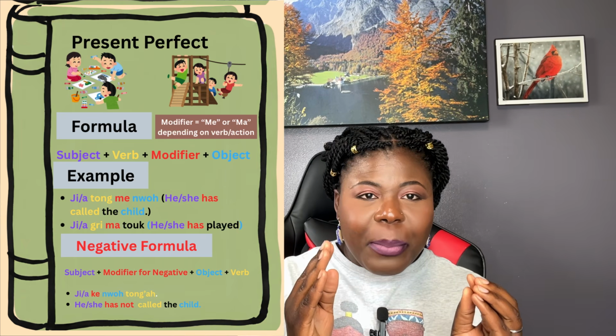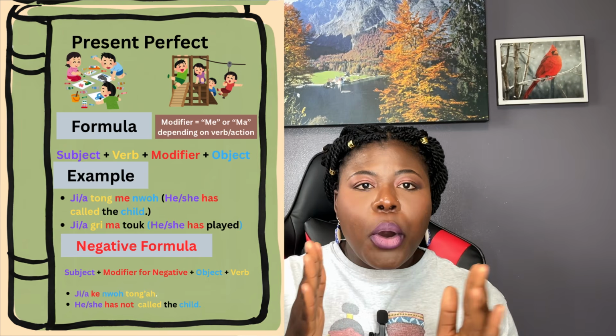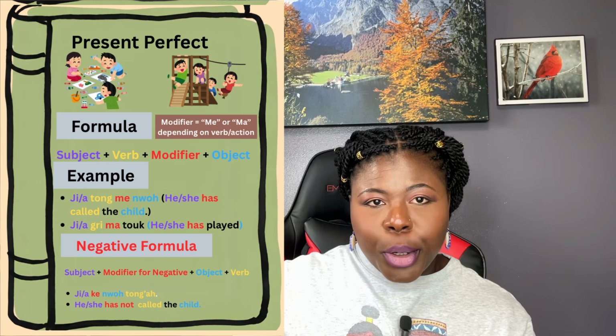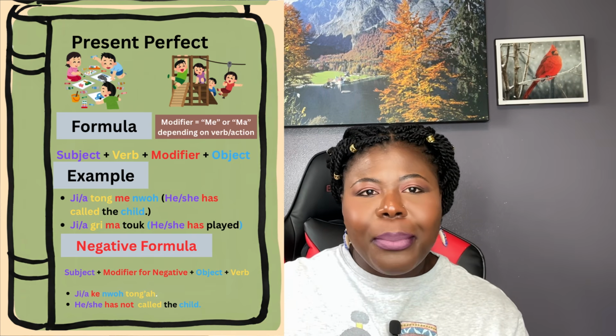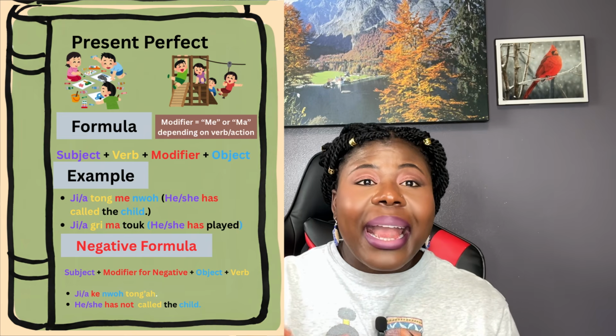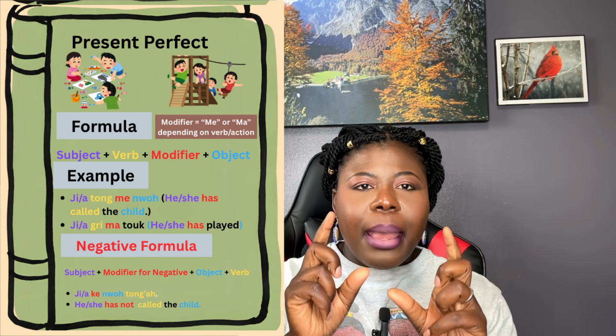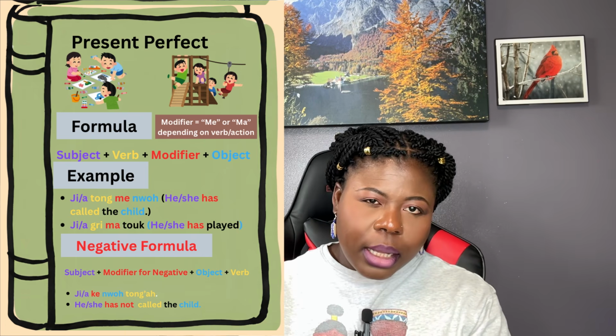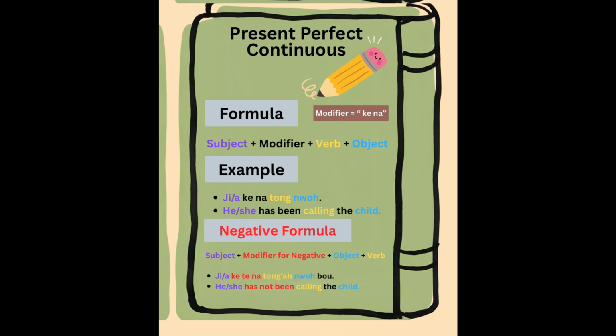But if it's a him or her calling the child, or calling another person, particularly a him, her, they, you will say ju atong ma gap. So it's ma, not me. You see what I'm saying? Subject, verb, modifier, object, noun.